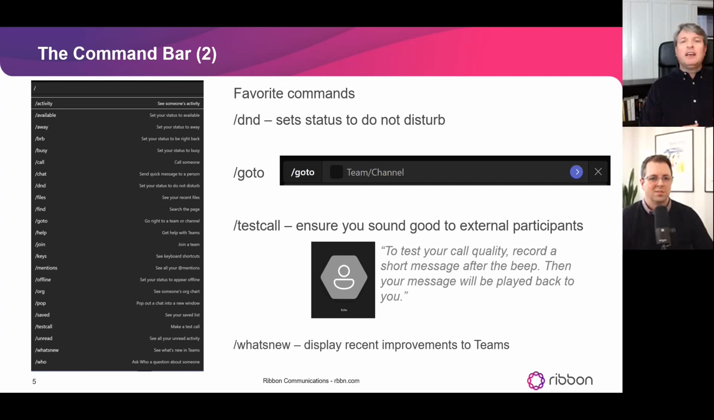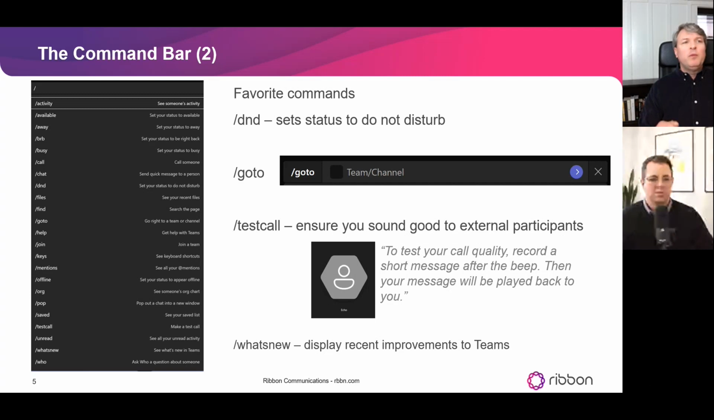So if you're in an organization with lots of teams and lots of channels, if you type /goto, it pops up, and then you can just type in letters, like if you're looking for the human resources team or channel, and it'll match that. That's a quick way to navigate if you've got hundreds or thousands of channels and teams. And then the last one, test call.